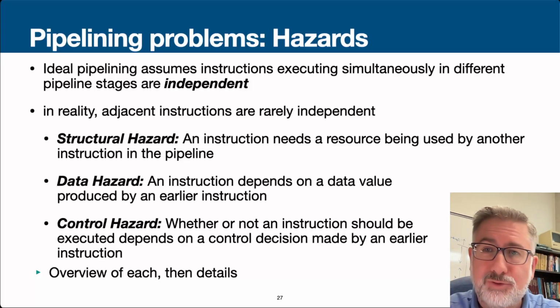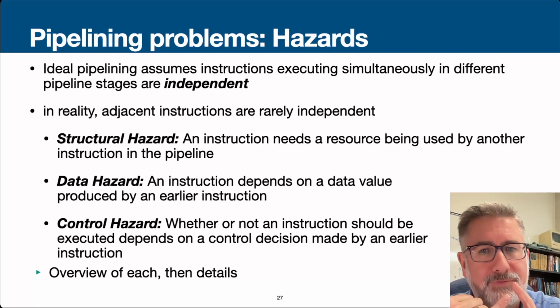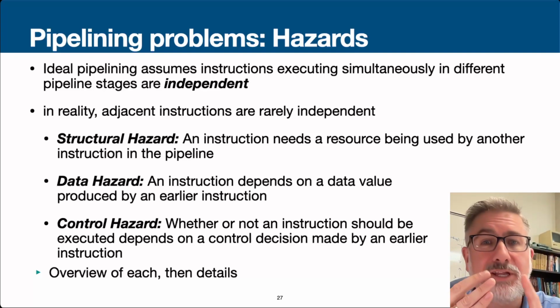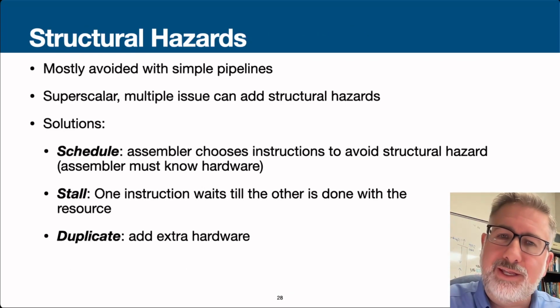So these are those three kinds of hazards: structural, data, and control, where we have to wait until a piece of the hardware is ready, we have to wait until data is ready, or we have to wait until the new program counter is ready. So each one then in sequence.